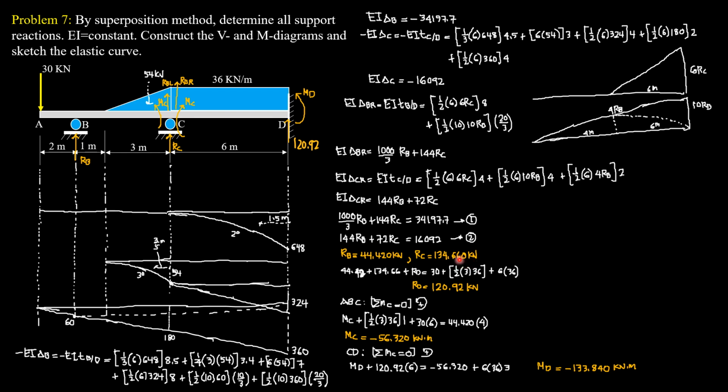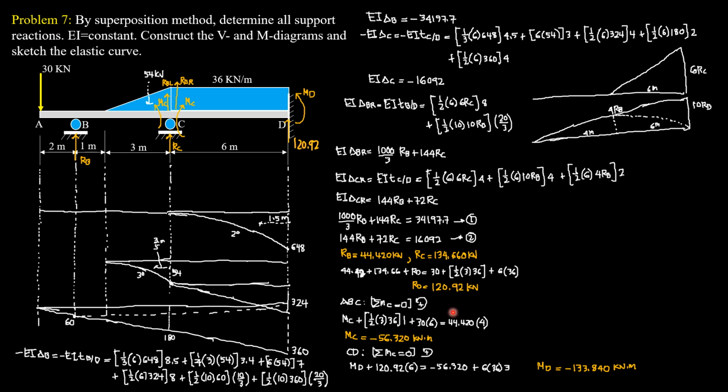Then, if you want to solve for the reaction at D, we consider the entire system, summation of vertical forces equals 0. So RB 44.42 plus RC, which is 134.66, plus RD equals 30 plus this triangle here, 1/2 of 3 times 36, plus this rectangle, 6 times 36. So R sub D is equal to 120.92 kilonewtons.